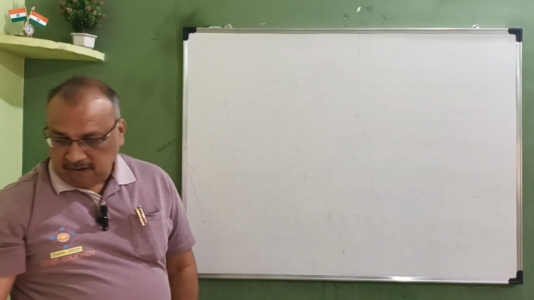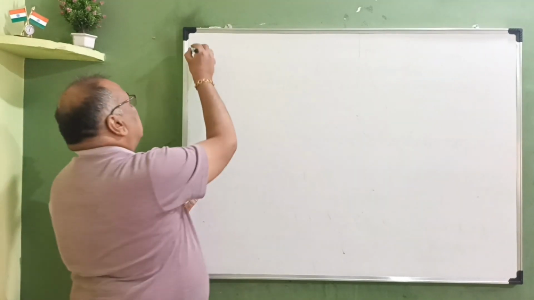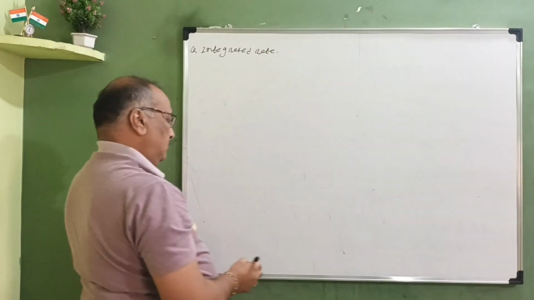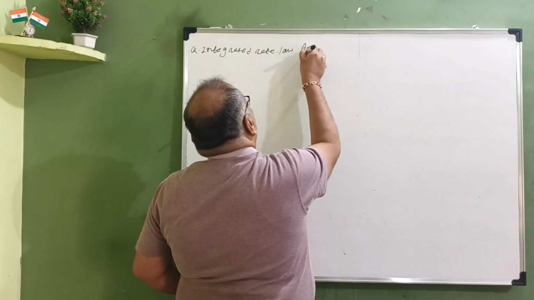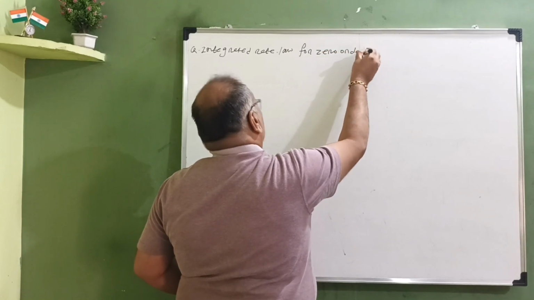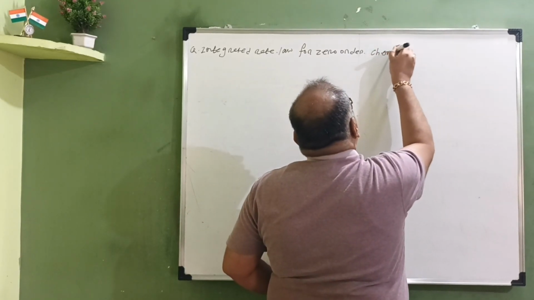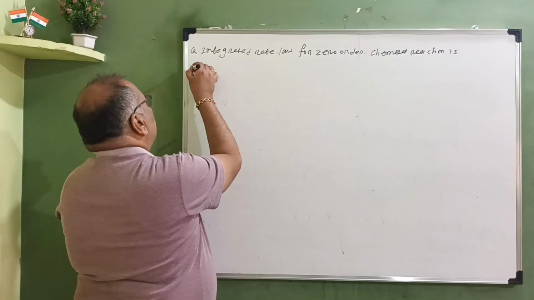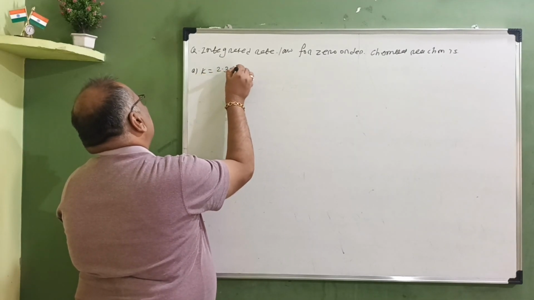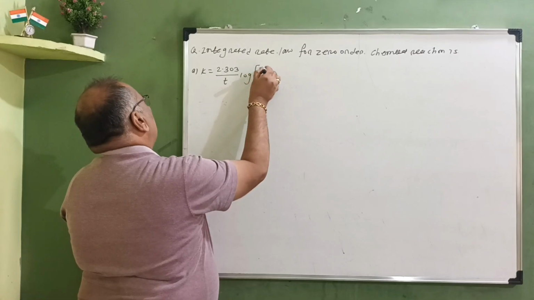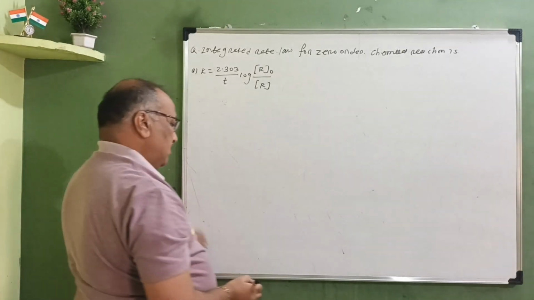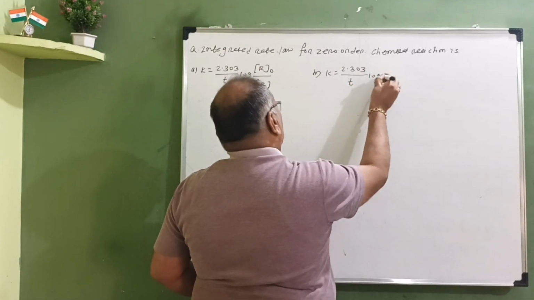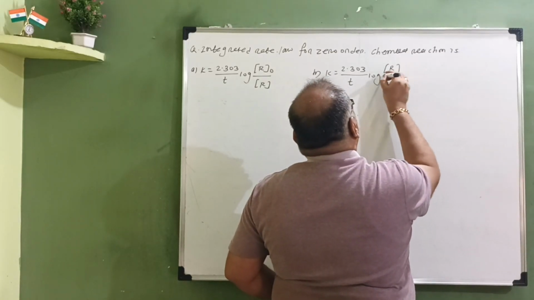Now we write down first question. Integrated rate law for zero order chemical reaction is: number A, K equal to 2.303 upon t log of R0 upon R. Number B, K equal to 2.303 upon t log of R upon R0.